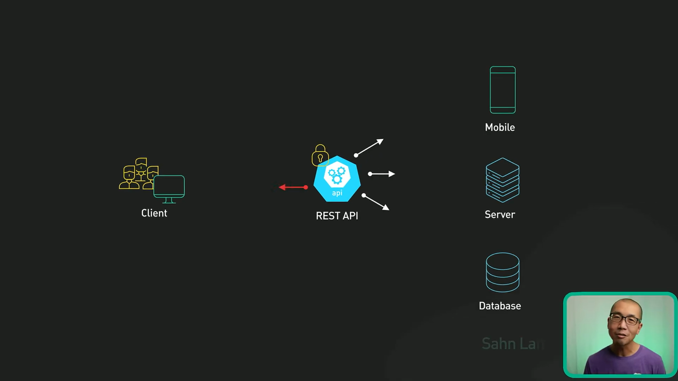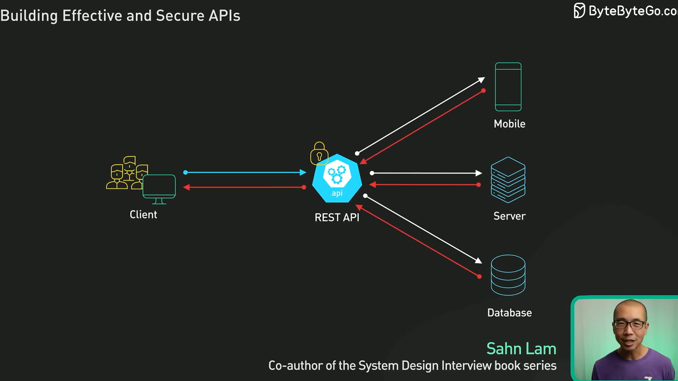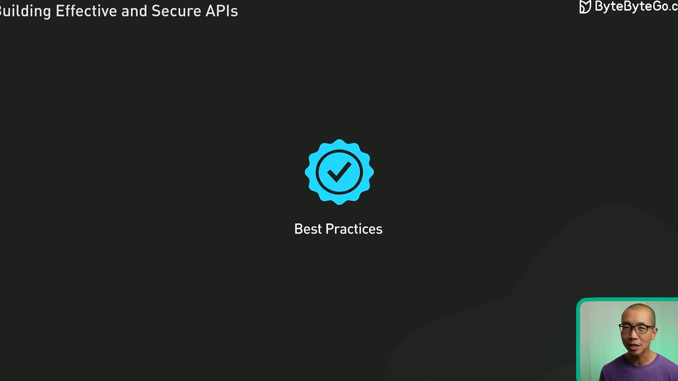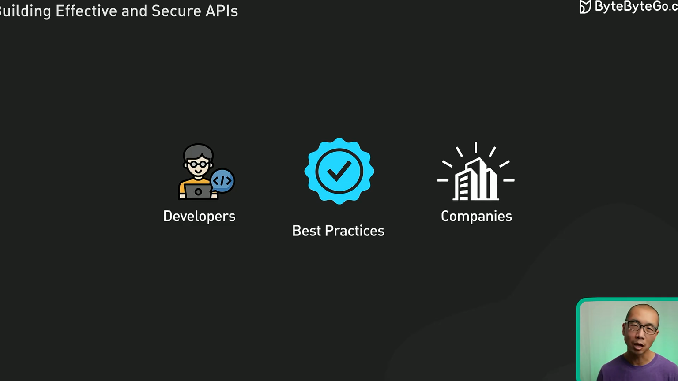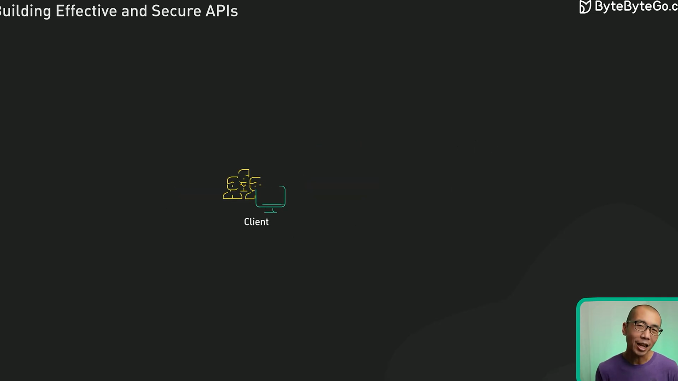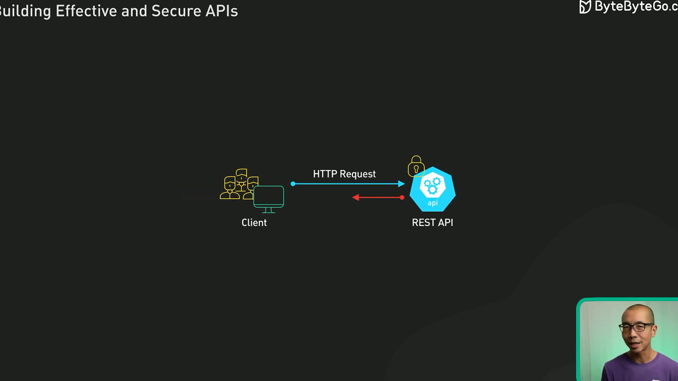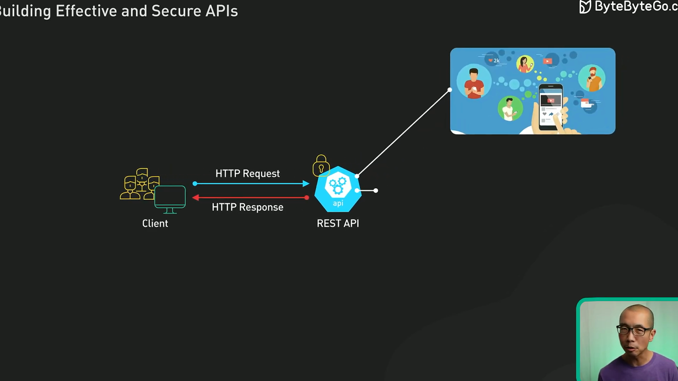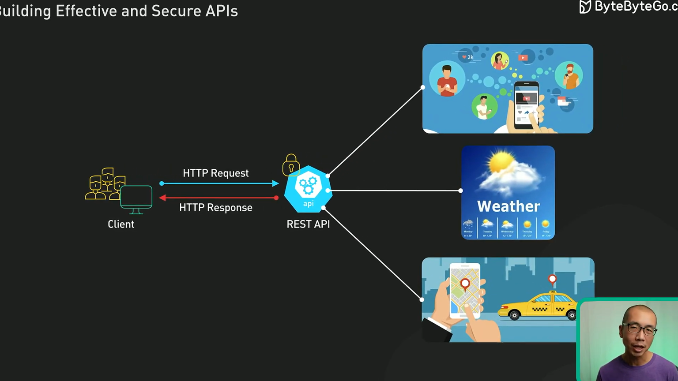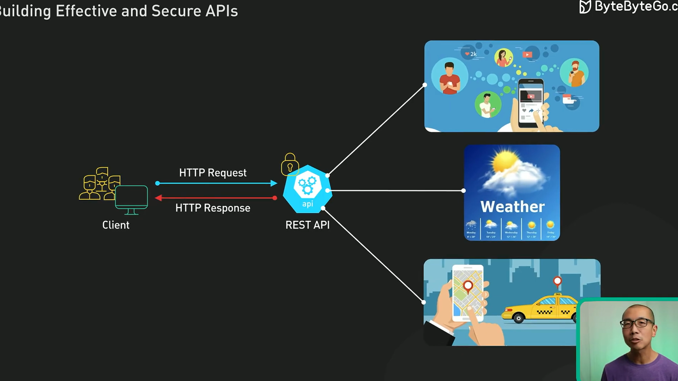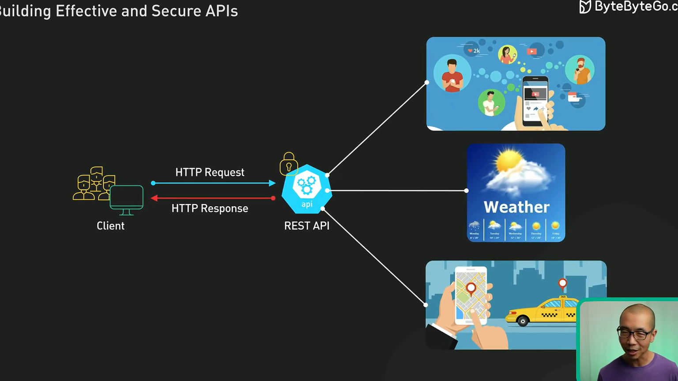Crafting effective, secure RESTful APIs can be tricky. In this video, we'll explore best practices for designing robust APIs that developers love using and companies can rely on long-term. We use APIs daily, with most people not even realizing it. They power services like social posting, weather checks, ride booking, and more. APIs drive much of our modern app experiences, so let's dive right in.